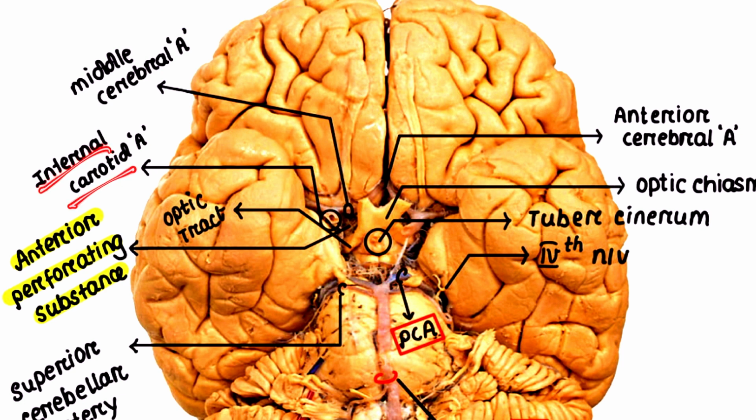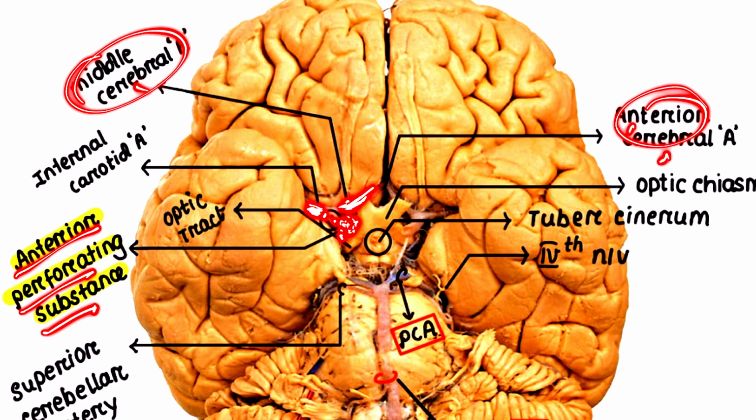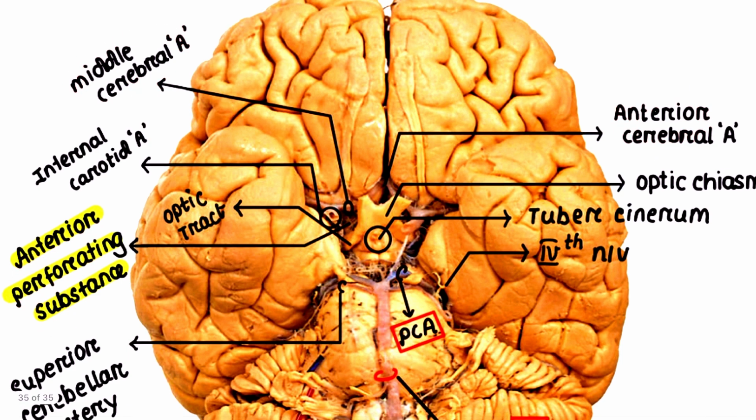Talking about the internal carotid, the two branches we need to concentrate on are the middle cerebral artery and the anterior cerebral artery. As you can see right here, the anterior cerebral artery will go up like this. Between the middle cerebral artery and the anterior cerebral artery there is the anterior perforating substance. So the anterior perforating substance is perforated by both our middle cerebral artery and anterior cerebral artery. That is the important thing.